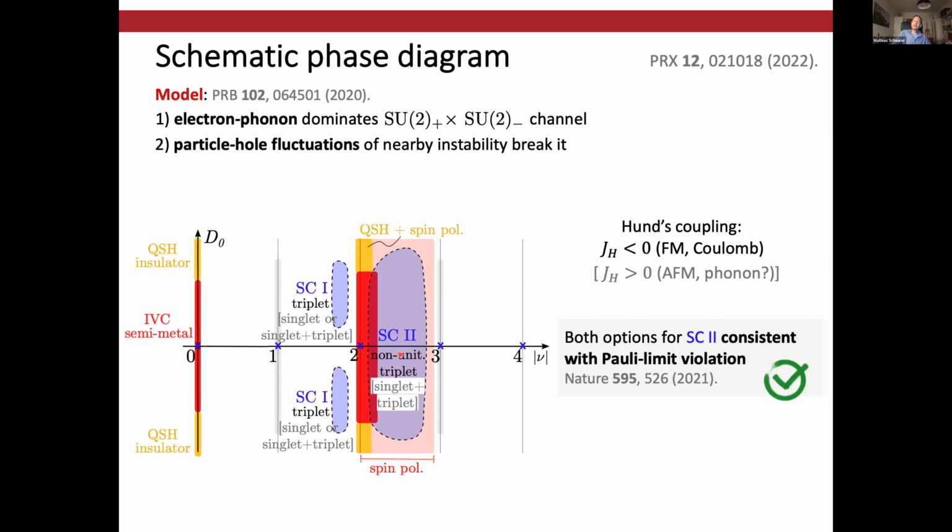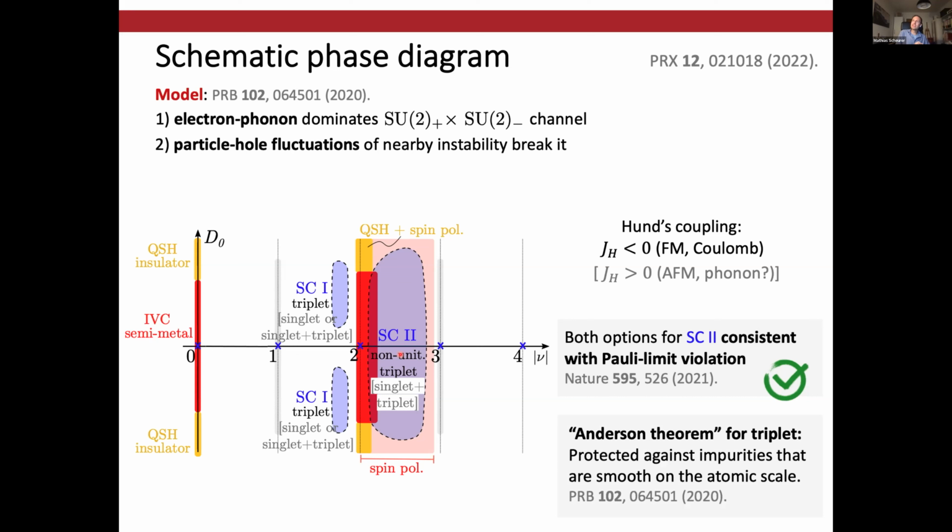And let me also point out that some of you might be saying, well, this guy is talking about triplet, but triplet is going to be destroyed anyway by a little bit of disorder. This is slightly different here, because of these two values, as we showed in this paper. There's actually some kind of Anderson theorem, if you will, for triplet here, which means that triplet is protected against non-magnetic impurities that are smooth on the atomic scale but vary on the moire scale. Okay, so this is all I wanted to say about constructing the phase diagram of trilayer.